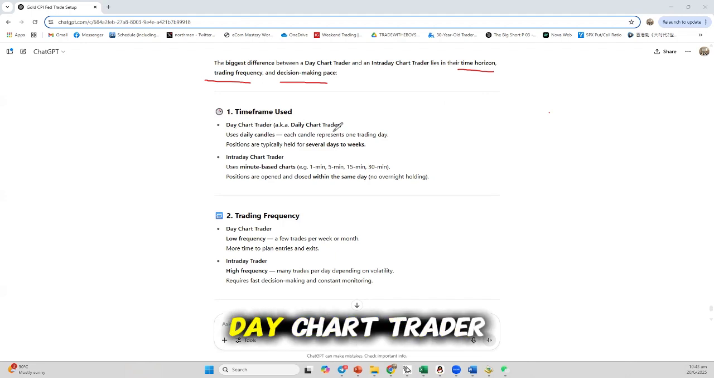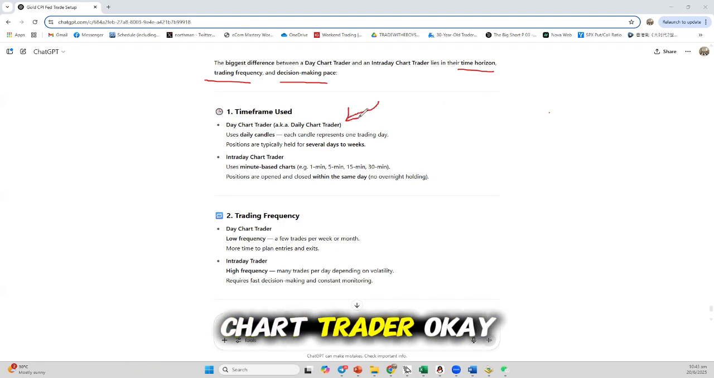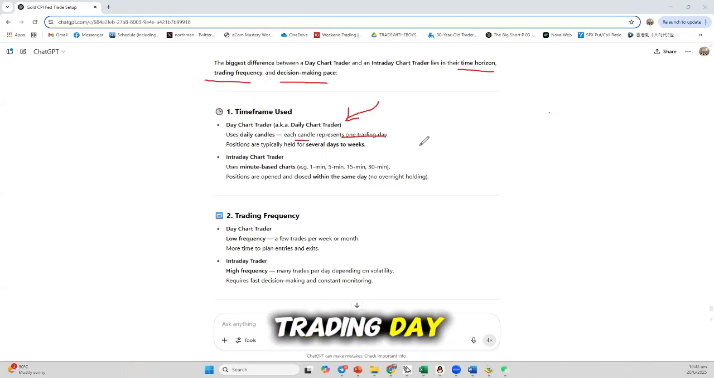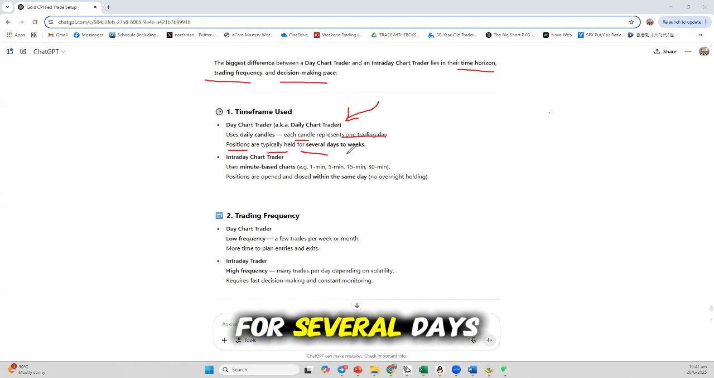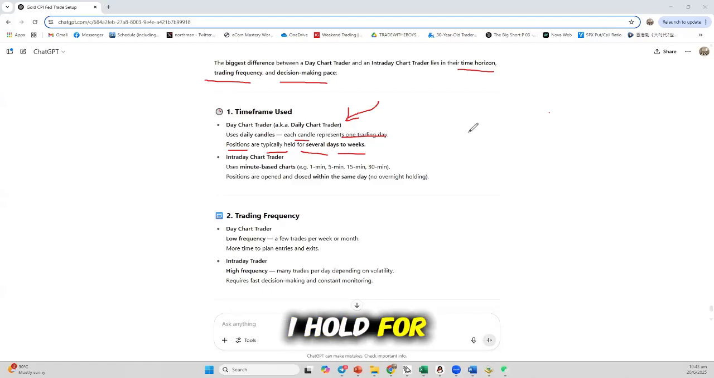Basically the day chart trader, aka the daily chart trader, uses the daily chart, where every candle is represented by one trading day. This sort of trader is typically holding positions for several days to even weeks. For me, using my daily chart, I hold for about 3 to 4 days. For example, crude oil, I hold for 3 to 4 days.